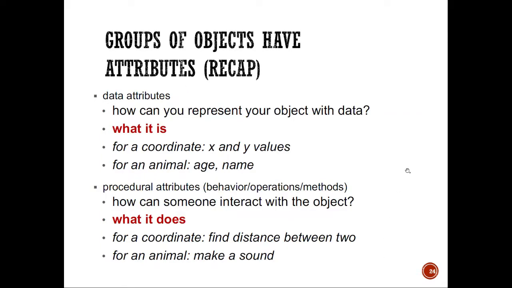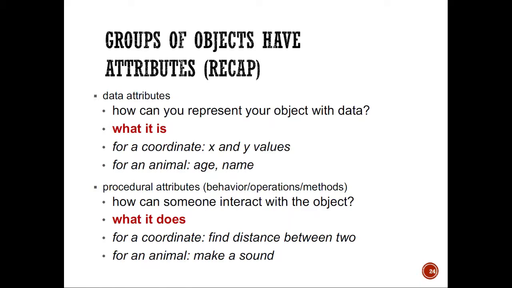As we mentioned earlier, groups of objects have attributes. We define 2 types of attributes. The first is the data attribute, which is basically a characteristic to represent the object. So it answers the question what it is. As an example, for a coordinate, the data attributes are the x and y values. For an animal, it can be the age and name.